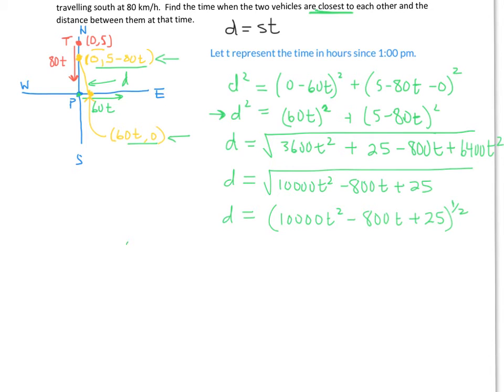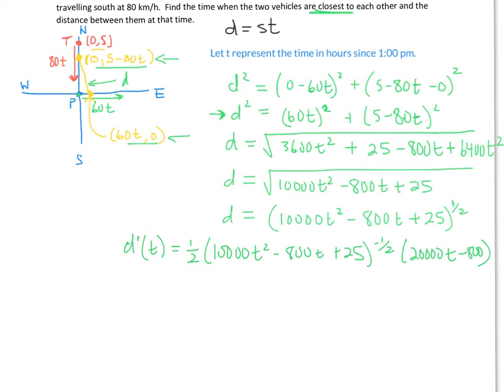All right, so I'm going to do d prime at t. Use the chain rule on this. I'm going to bring that half down. We still have our 10,000 t squared minus 800 t plus 25. That exponent gets reduced by 1, so that's now a negative 1/2, times the derivative of what's inside. So that's going to be 20,000 t minus 800.